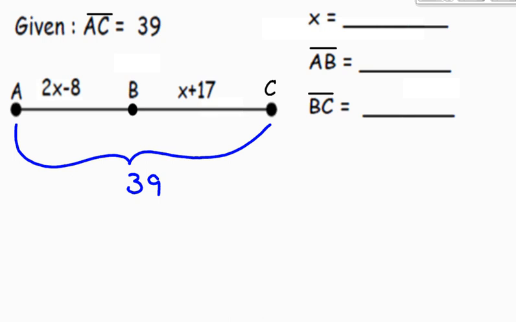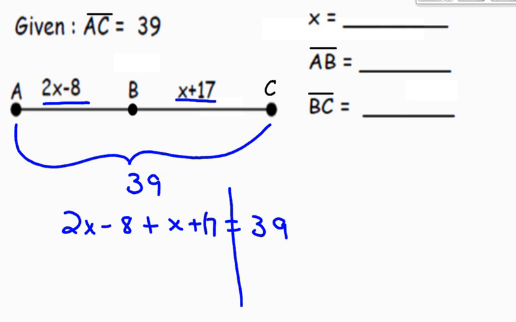Then they gave me two individual pieces of this line segment: AB is 2x minus 8, and line segment BC is x plus 17. Well, my segment addition postulate says that the two little pieces added together have to equal the big piece. So here we go. 2x minus 8, I'm sorry, back the truck up. 2x minus 8 plus x plus 17 equals 39.